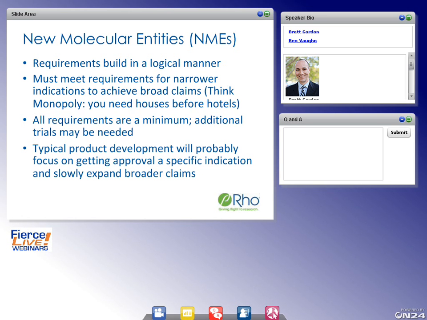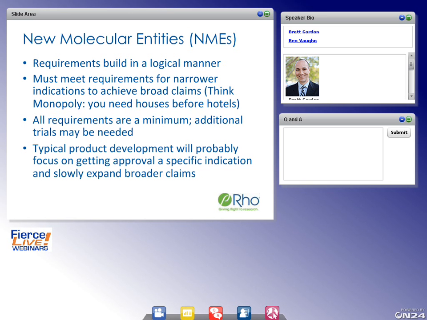Of course, all the requirements listed in the guidance document are minimum requirements. Additional trials may be needed, and we recommend frequent interaction and discussion with FDA to determine what those requirements might be. And then typically, when you're beginning a development plan for a new product, what you'll likely want to do is focus on getting an approval first for a specific indication and then slowly expanding into broader claims. As we go through the presentation today, we'll go into how difficult it is to get indications for some of the fairly broad claims.